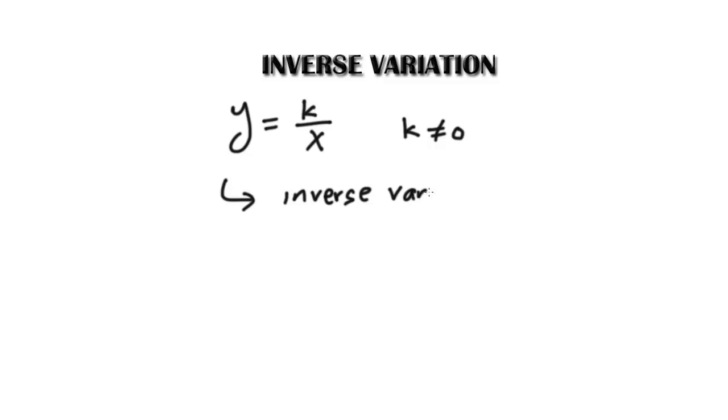For this lesson I'll show you the inverse variation. Let's say we have the equation y equals k over x, and we define k to not equal 0. So k can't equal 0. Whenever you have something like this, it is known as an inverse variation, and the constant of variation is k.